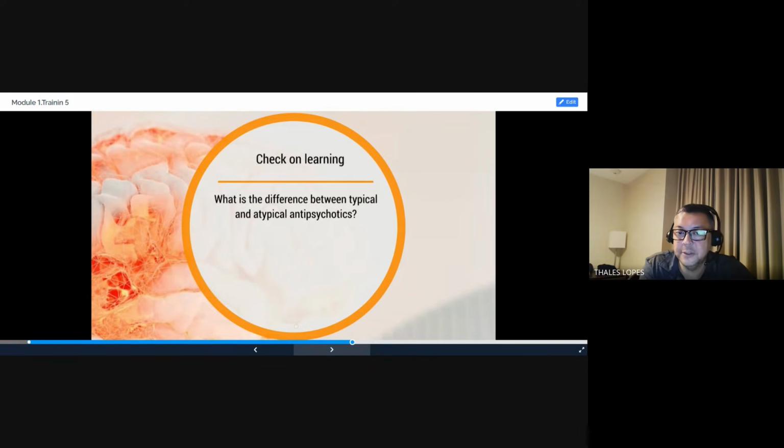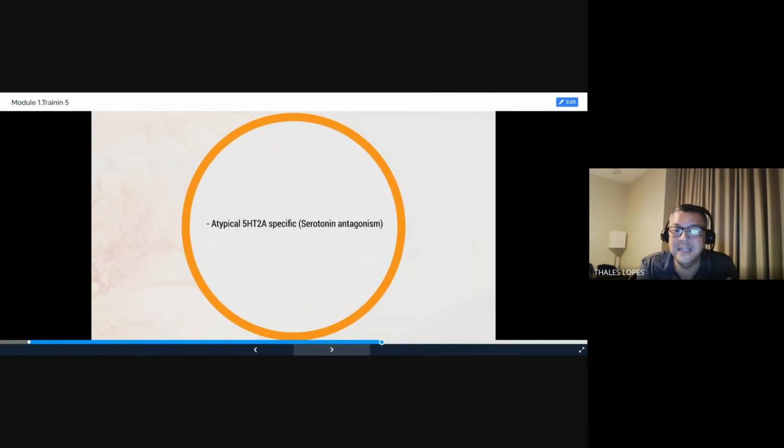You should absolutely remember first generation, typical, second generation, atypical. Atypical comes with 5HT2A. Is there anything else? Yes. We don't need to cover it for the course, but there is a partial 5HT1A. There are other receptors, but mainly for the course, for the task, think of adding serotonin antagonism to dopamine antagonism, and that is the bulk of second generation. That is a difference that you need to know.